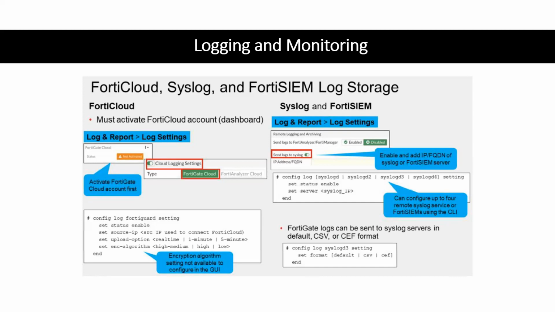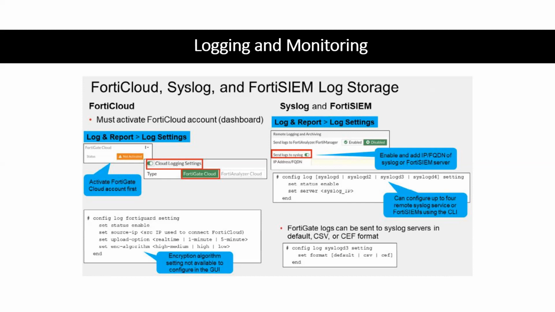Of course, order of operations: you have to make sure that you activate your FortiCloud account. Everybody can make a free one. Make sure that your FortiGate has a connection to the internet so it can communicate to FortiCloud, FortiGuard, or what have you. Then you can set up within the log settings on the FortiGate to say, hey, send logs to FortiCloud.